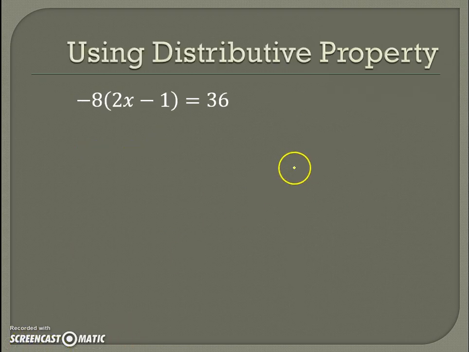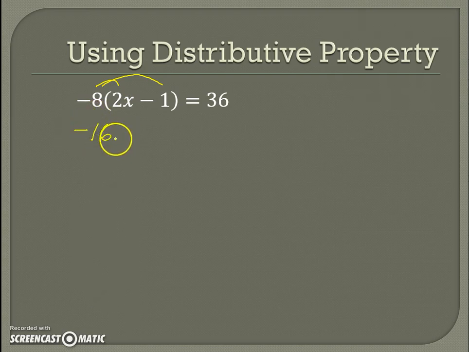Okay, using the distributive property. We've talked about this already this year. Remember, I like to make happy rainbows. So what do the rainbows mean? Well, they mean to multiply everything inside of here, because I cannot do anything with this x inside the parentheses. I have to get rid of those parentheses. So in order to do that, I use the distributive property.